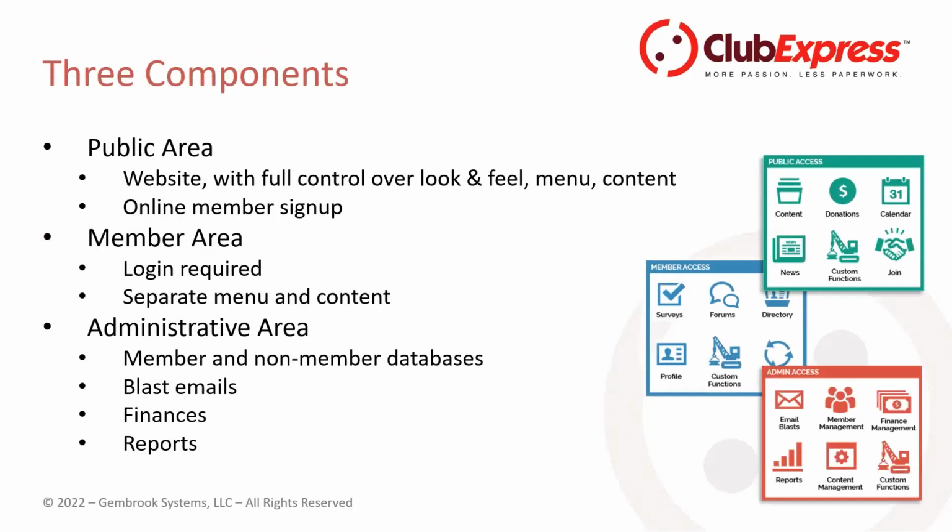There are basically 3 components to a ClubExpress site. There's the public area, where you very simply get to tell your story. This is who we are. This is what we're all about. This is how fun and beautiful we are. This is why you should be part of an organization. And then there's a private secured area. You need to have a username and password to enter those areas, and those credentials will identify you to the system.